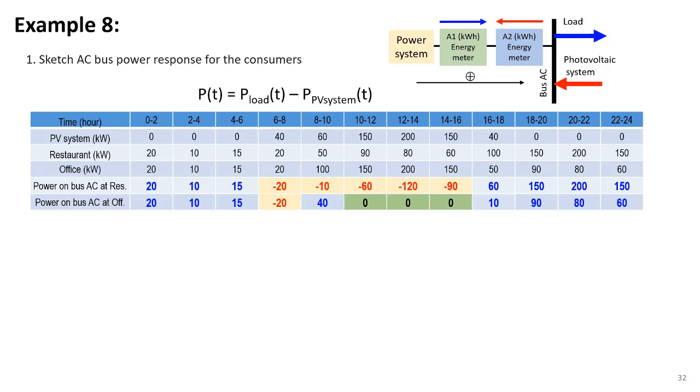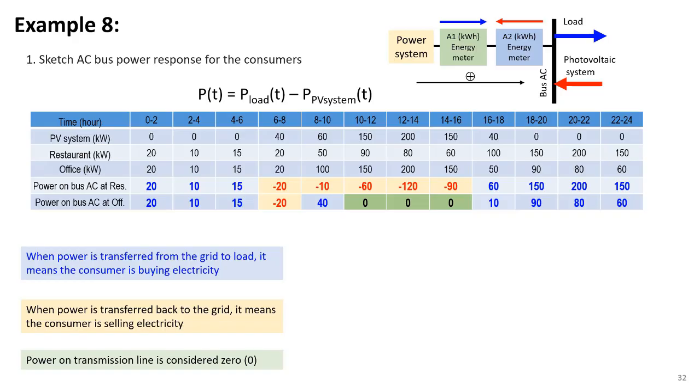It could be noticed from these two rows that the time periods with blue numbers are the moments that power from the grid is flowing into the load. Red numbers mean the power from the PV system is feeding back to the grid. And green numbers are where the PV system sufficiently provides power to the load. For these rows, you can plot the power consumption curves needed as the following.